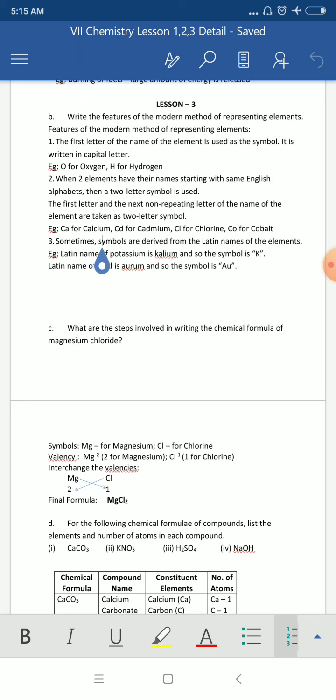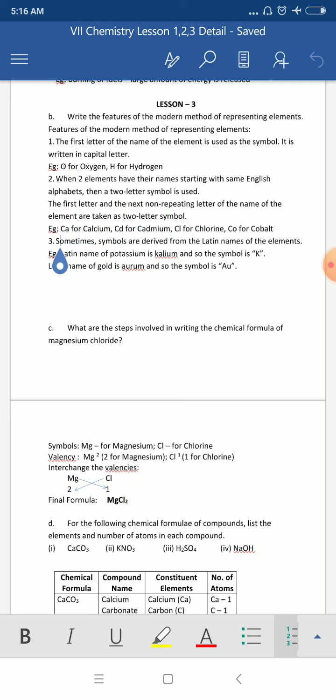How are we going to represent the elements? Okay, the features, the first one is we are taking the first letter of the name of the element as symbol. Okay, now it is written in the capital letter, that is O for oxygen, H for hydrogen. Now when two elements have their names starting with the same English alphabets, then we use a two-letter symbol. The first letter is the letter from the name of the element, and the next letter would be the non-repeating letter of the same element.